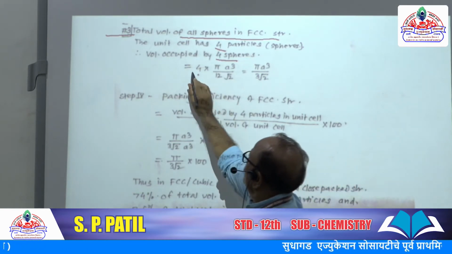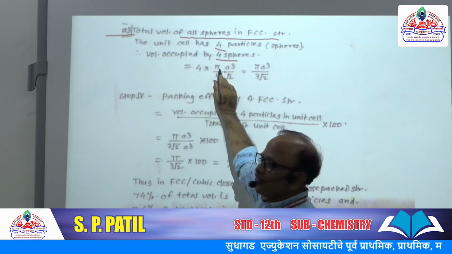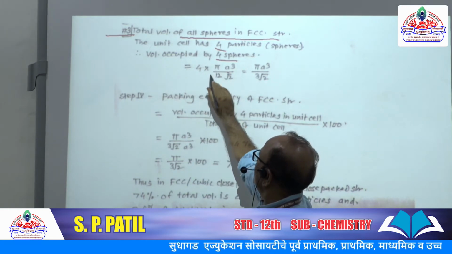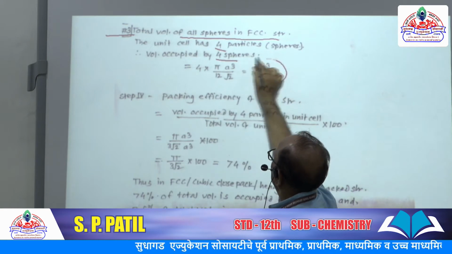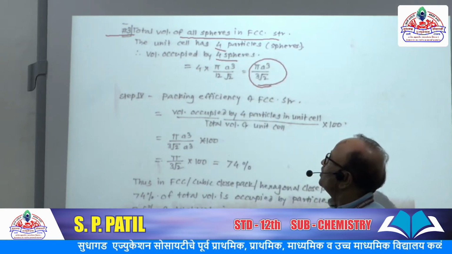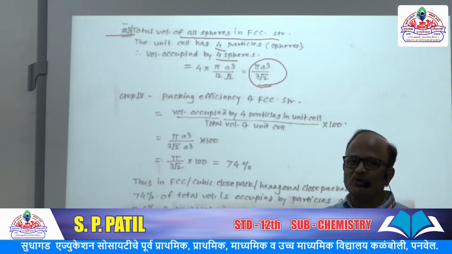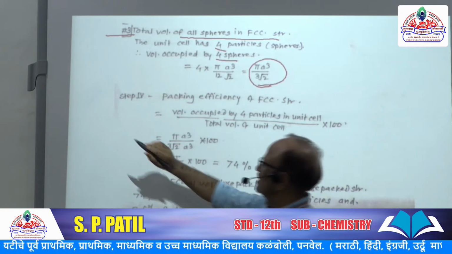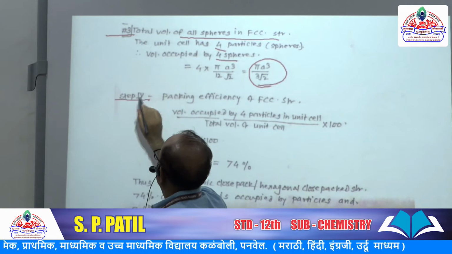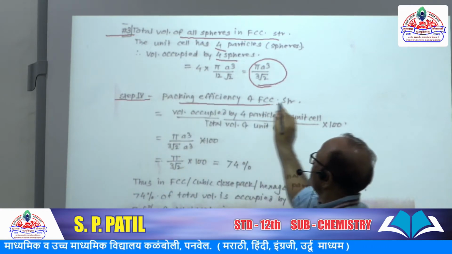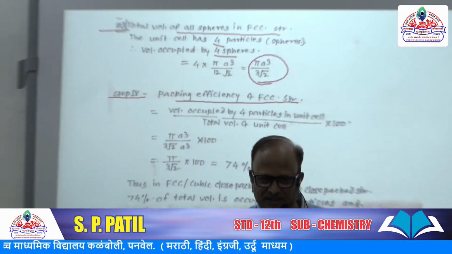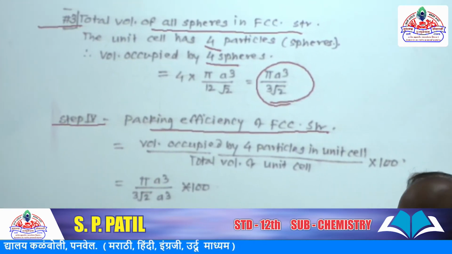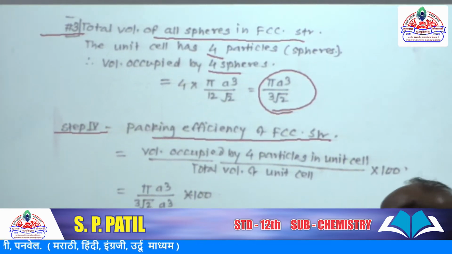So 4 into the volume of 1 sphere comes, by simplifying, to pi a cube upon 3 root 2. Now the last step. What is the last step? Calculation of packing efficiency of the FCC, face centered cubic structure. How it comes? The formula we know.